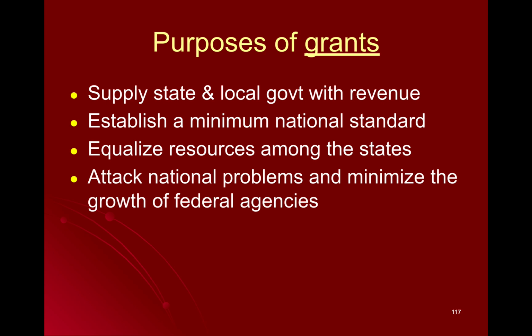Grants are also used by the federal government to help attack national problems and minimize the growth of federal government agencies. There's a lot of people who believe our federal government is way too large, we have way too many employees, and it takes too many tax dollars to supply that federal government. So if proponents of a smaller federal government win office seats in the executive branch or in Congress, they are far more likely to reduce the size of the federal government and therefore try to transfer some of that power and enforcement to state governments. How do they do this? They do this with grant money.